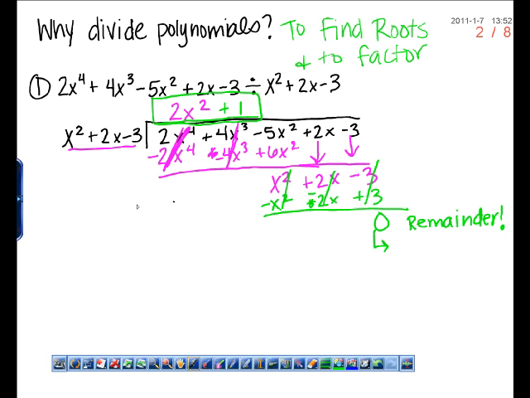And what that information is, is that x squared plus 2x minus 3 is a factor of this big polynomial that we started out with. Okay? It tells me that what I was dividing by, x squared plus 2x minus 3, is a factor. And remember I told you the reason we're learning this is to factor things we weren't previously able to factor. Okay? Well, now we are able to factor them if we know some information.